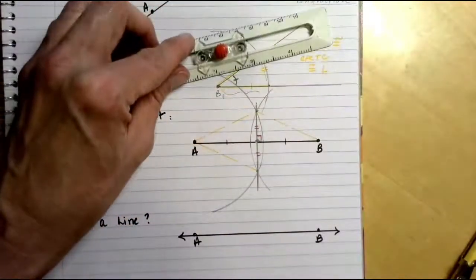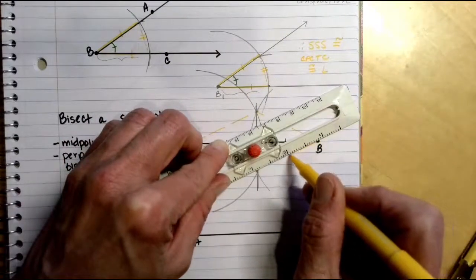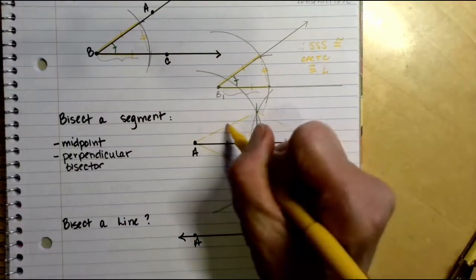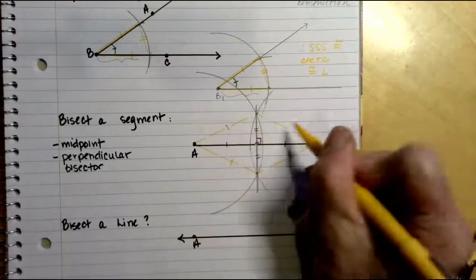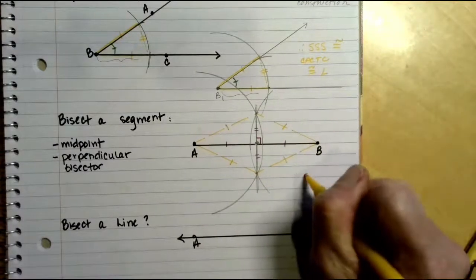I transferred that same distance over. I didn't change the settings on my compass. So guess what I ended up with? Do you see it? This is congruent to this, is congruent to this, is congruent to that. Oh, hello, rhombus.